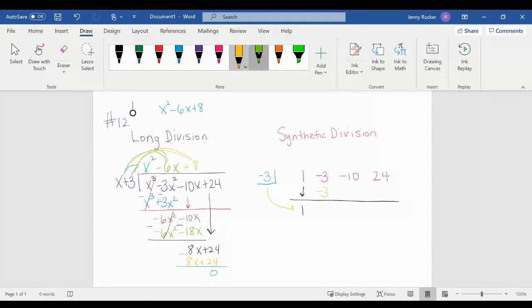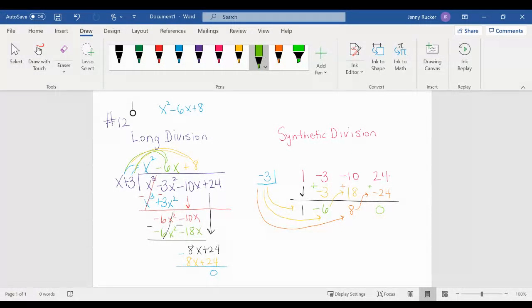In synthetic division, we will now add negative 3 plus negative 3 to get negative 6. We'll go through the same process, negative 3 times negative 6, and put that up here. That's 18. Now we will add and get 8. Same process, negative 3 times 8, put that up here. That's negative 24. And now we add, and this is 0.